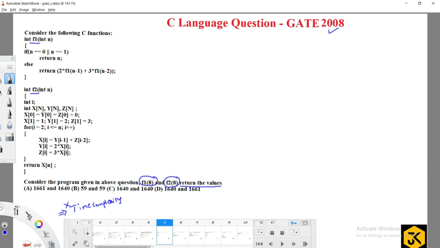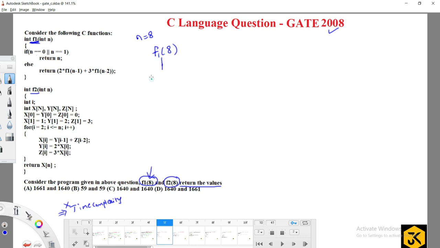So when we call the function f1 of 8, the f1 function is called, and the parameter is an integer value because 8 is an integer. Here the n value is 8, and it enters the block. Is 8 double equal to 0? No. 8 double equal to 1? No. So it is going to execute the else block.